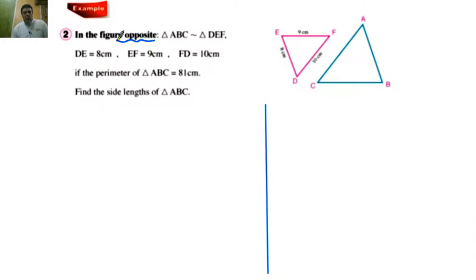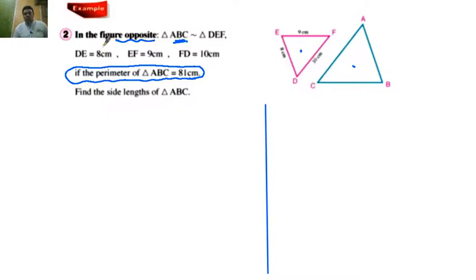Example: in the opposite figure, triangle ABC is similar to triangle DEF, and DE is 8 centimeters, EF is 9, and FD is 10 centimeters. If the perimeter of triangle ABC equals 81 centimeters, find the side lengths of triangle ABC. We said the sides are proportional.